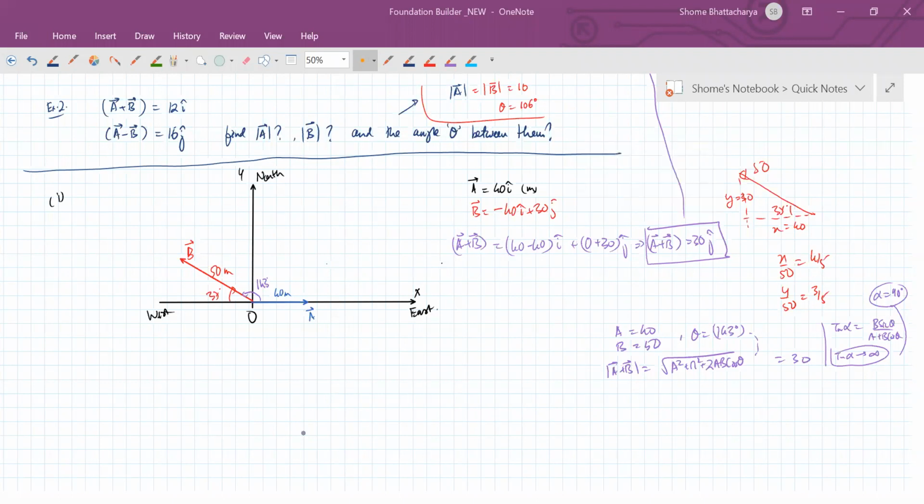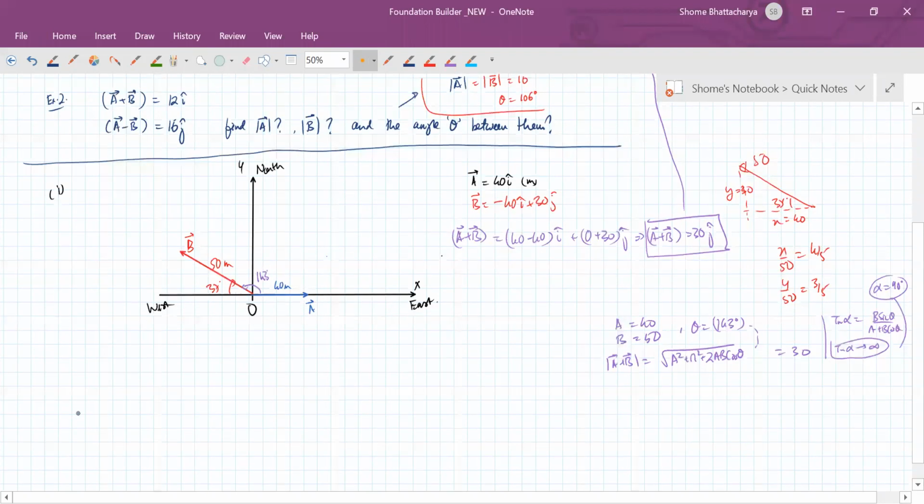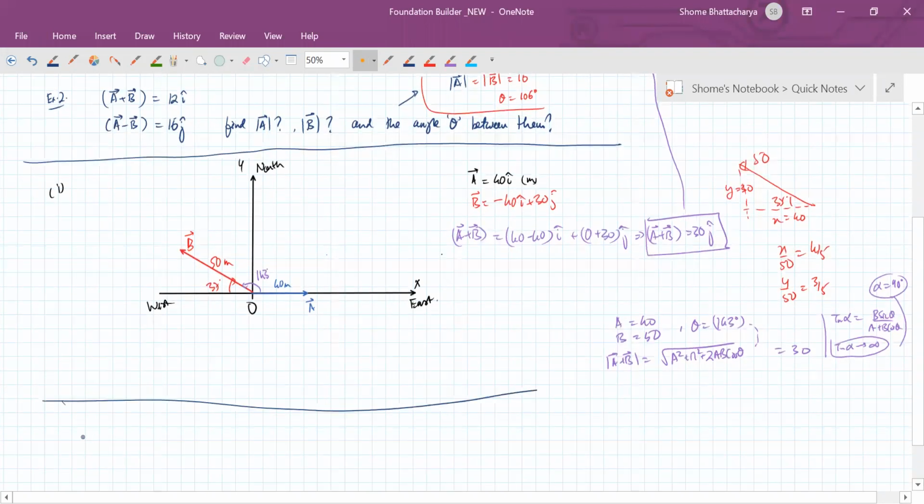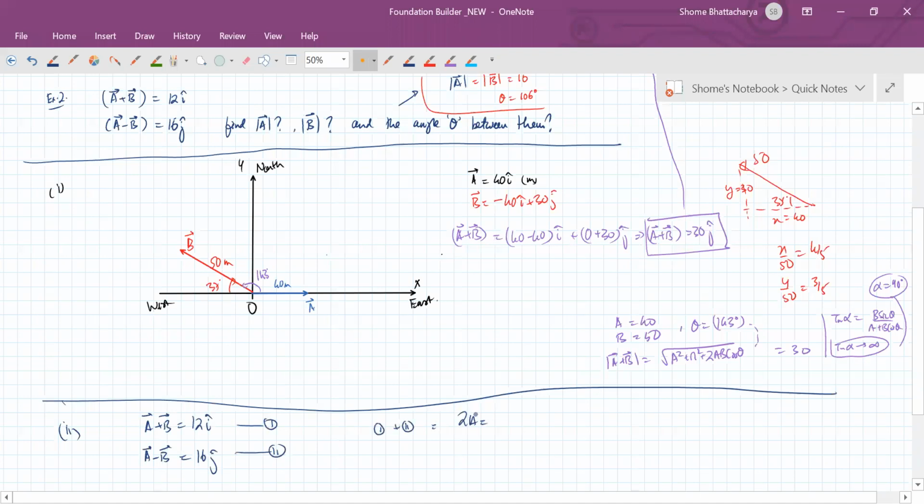Okay, so let's quickly look at the second question. It's pretty simple actually. A plus B is given to you as 12 I cap, and A minus B is given to you as 16 J cap. So one way is you can just add the two equations. If you do equation 1 plus 2, you get 2A is equal to 12 I cap plus 16 J cap, which means that the vector A is 6 I cap plus 8 J cap.